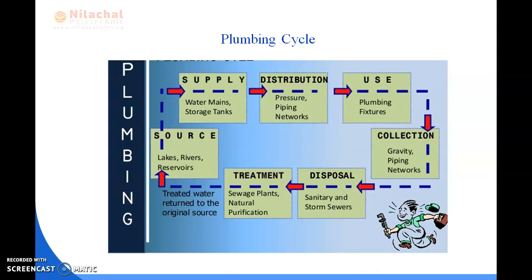In the sources of water, we first collect from the lakes, rivers, reservoirs, then we supply in the water mains, then the storage tanks, then we distribute in the pressure or piping networks. Next we use it in the plumbing fixtures. After that we collect it in the buildings, and next we dispose it in the sanitary and storm sewers. After that we treat that water in the sewage plants or any natural purifications. So this is all about the plumbing cycle.